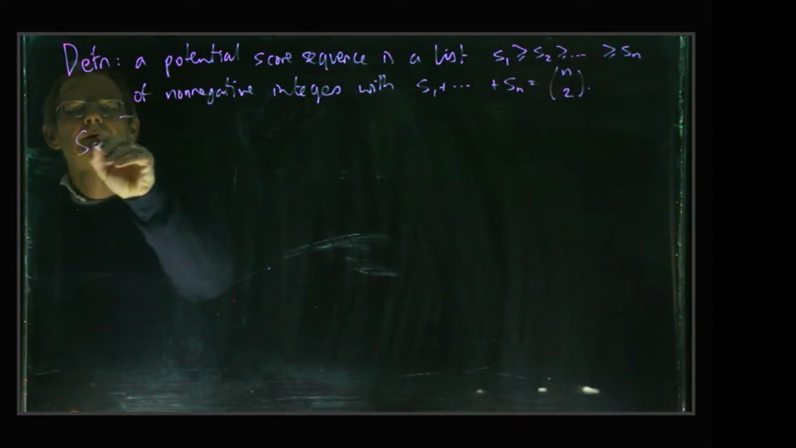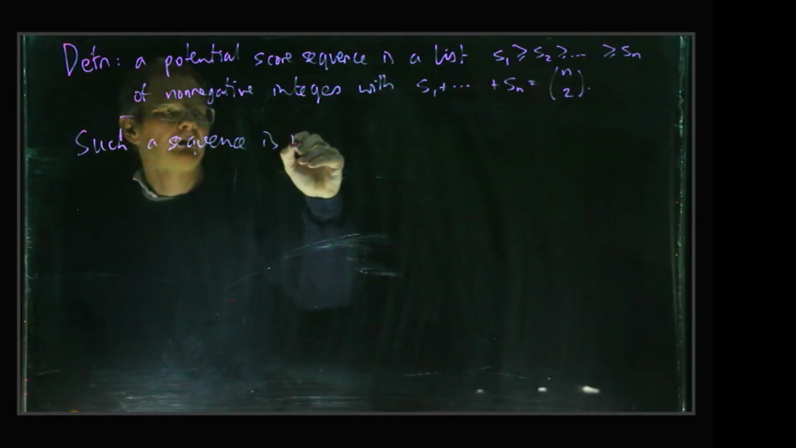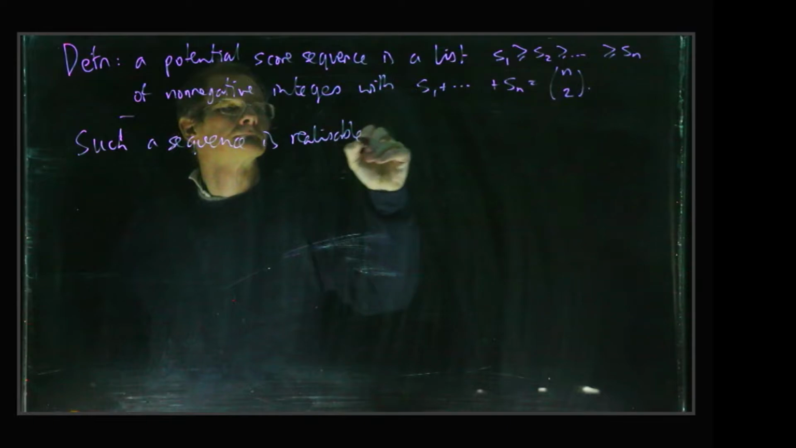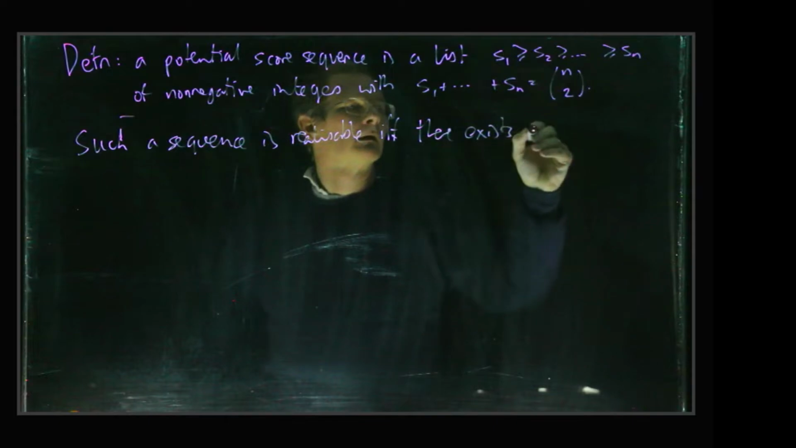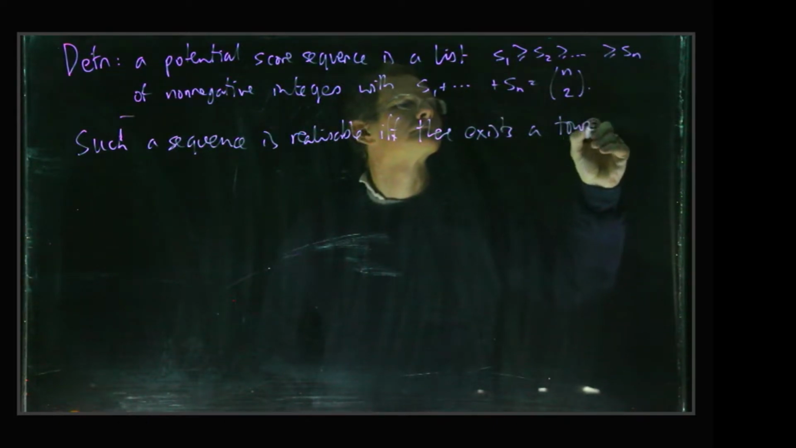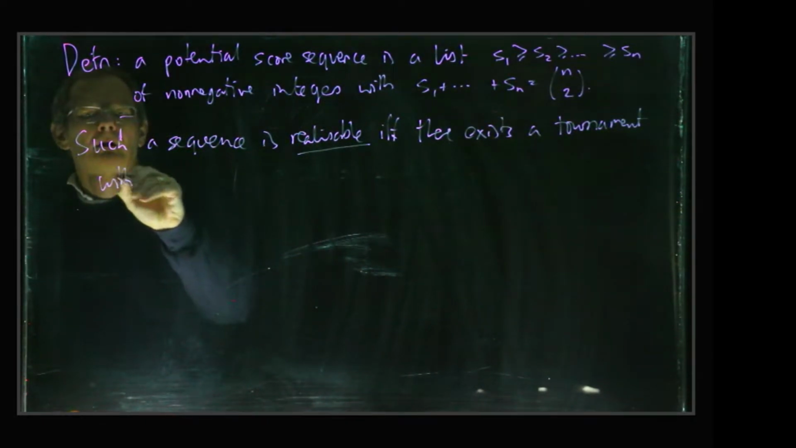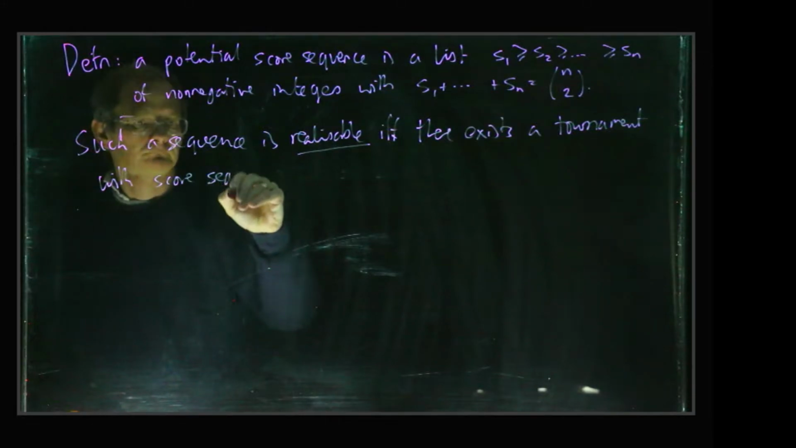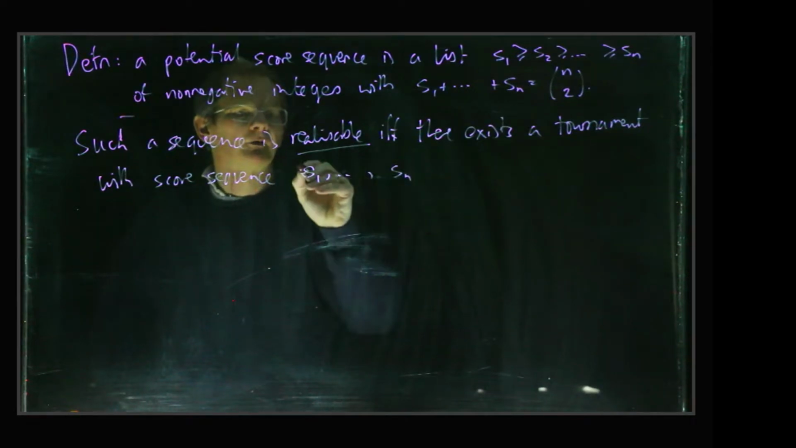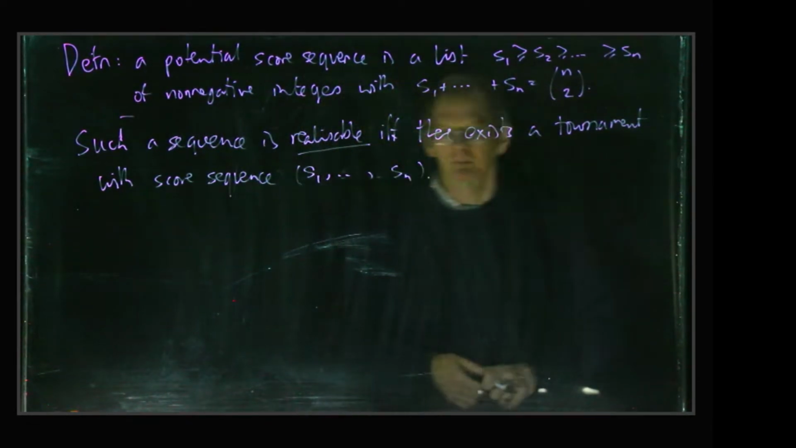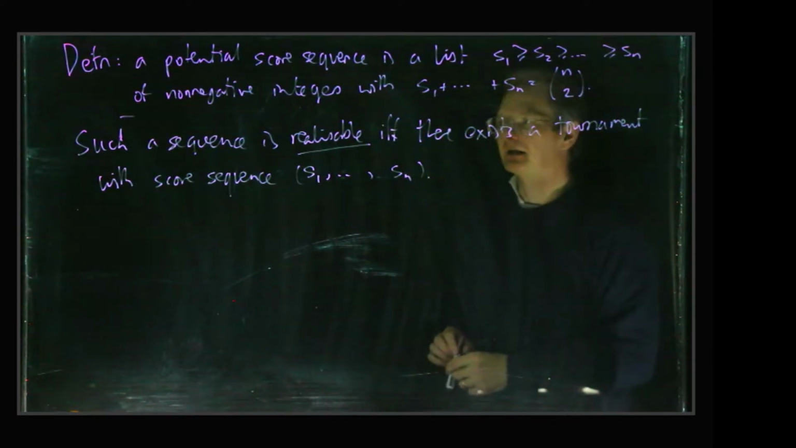And such a sequence is realizable if there exists a tournament whose score sequence is just equal to this list here. Okay, so remember, by the score sequence of a tournament, we always mean the list of scores of different players, but listed in descending order.